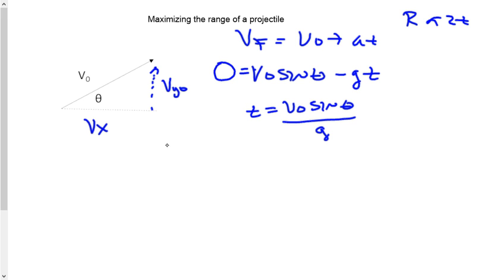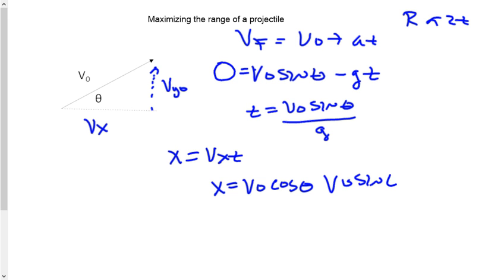All right, now let's plug that time in for our x displacement equation. So x is equal to Vx times t. And what would that look like? Well, x is going to be V naught cosine theta multiplied by V naught sine theta divided by g. Well, remember, the range is actually twice the time. So then we've got to multiply this by 2 on top. Okay, and let's see what we got here. This should be a g on the bottom and not a t.